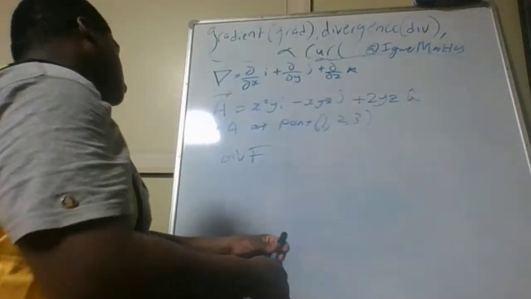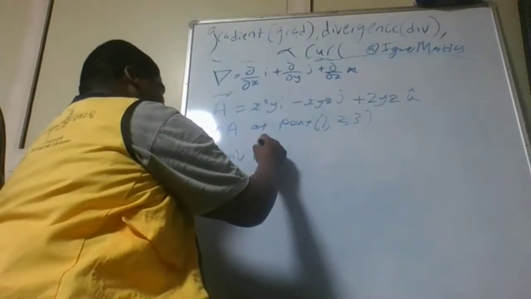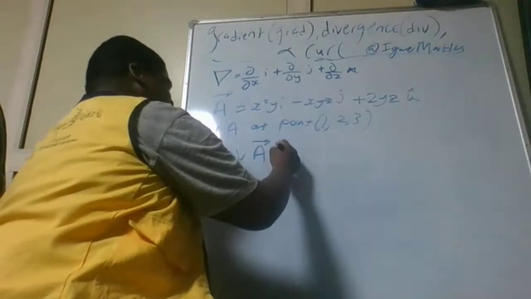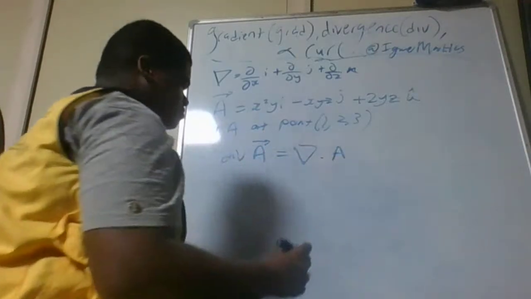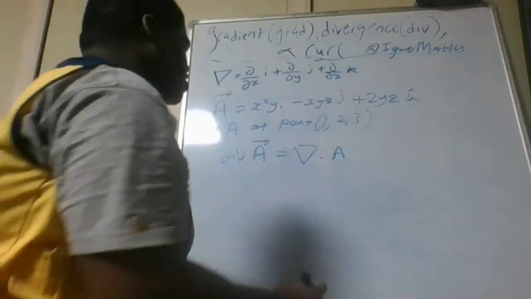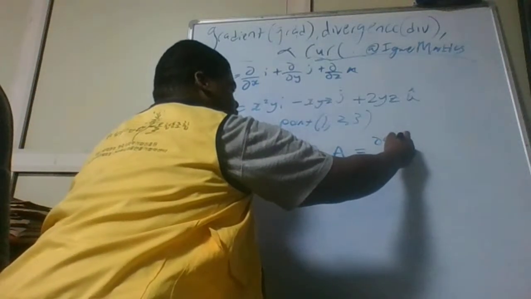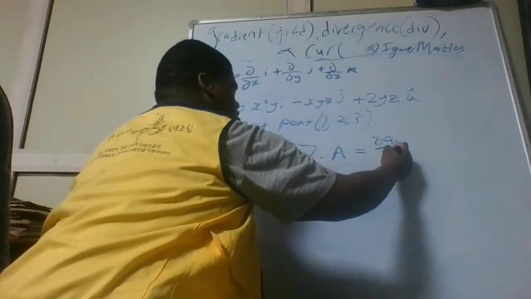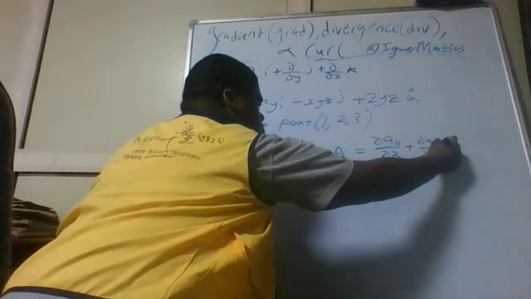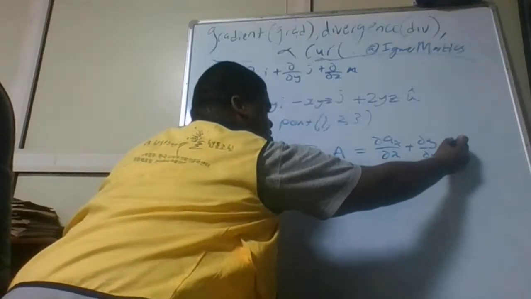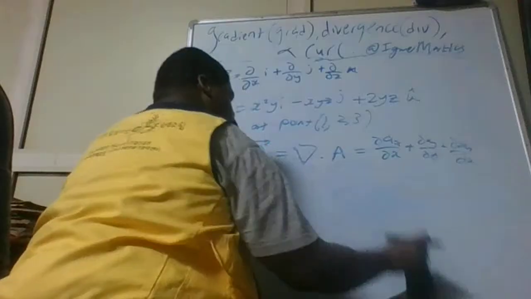Okay. So we have the divergence of f. Oh no, sorry. Use A. The divergence of A is equal to nabla dot A. And I simplify this. I told you that nabla dot A is equal to the partial derivative of the x component with respect to x plus the partial derivative of the y component with respect to y plus the partial derivative of the z component with respect to z. So that's what I'm going to use here.